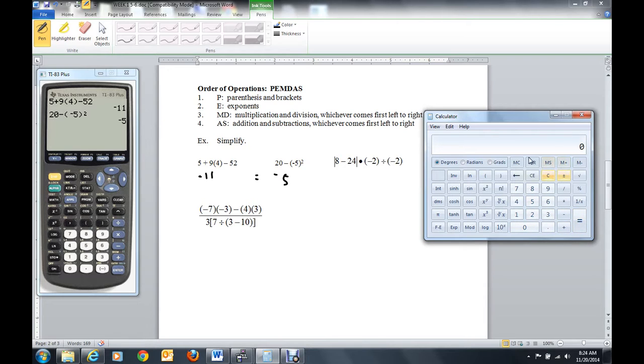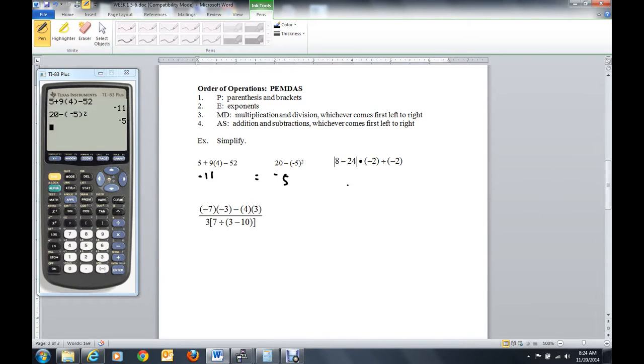Now, I don't know how many more I'm going to do with the scientific calculator. Like I said, there'll be hopefully a video posted. Now let's do this next one.